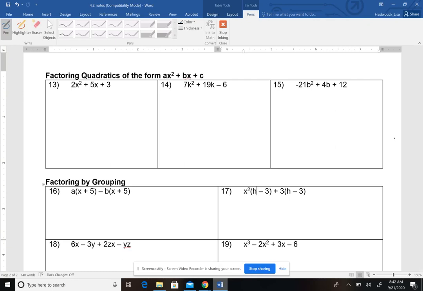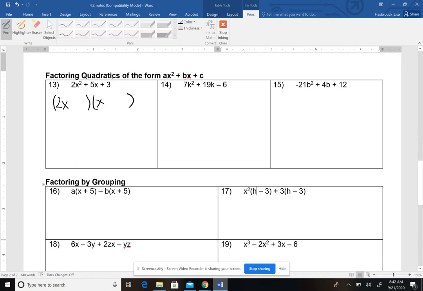Okay, so next in notes, we're going to go ahead and look at factoring quadratics that have a coefficient in front of the x squared. So for these, there's going to be some more guessing and checking. For this first problem, 2x squared plus 5x plus 3, we start with 2 sets of parentheses, as always. 2x squared, luckily 2 is prime, so I use a 2x and a 1x.